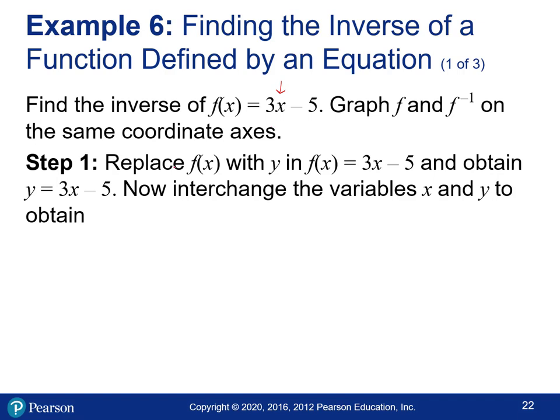So we can go ahead and move forward and do our steps for finding the inverse, and we'll summarize these steps in just a minute. So first, where you have an f of x, go ahead and put a y. So you have y equals 3x minus 5. And now this is the step where you have to think about inverse as opposite. So you're going to swap or interchange x and y.